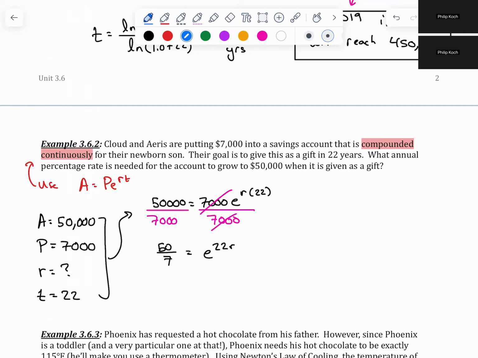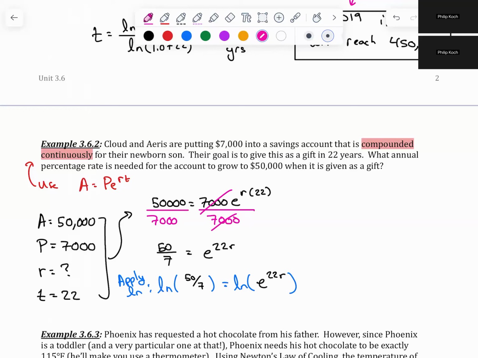And we think to ourselves, man, I really don't like the fact that that's in the exponent. If there was only some way to bring down exponents, if there was only some type of thing that we've learned that can bring exponents from the top into being multiplied: natural log. So apply ln. Natural log of the left-hand side equals natural log of the right-hand side. Natural log of 50 over 7 is equal to natural log of e to the 22r.